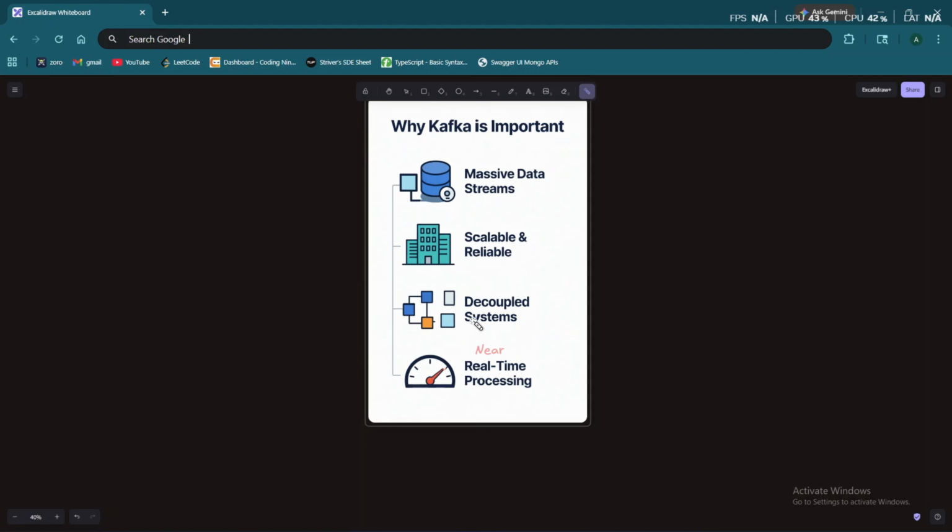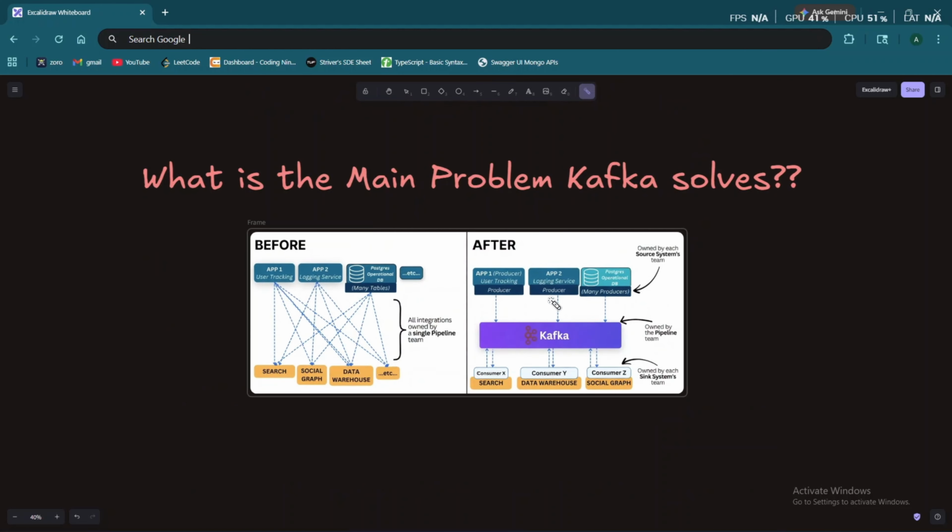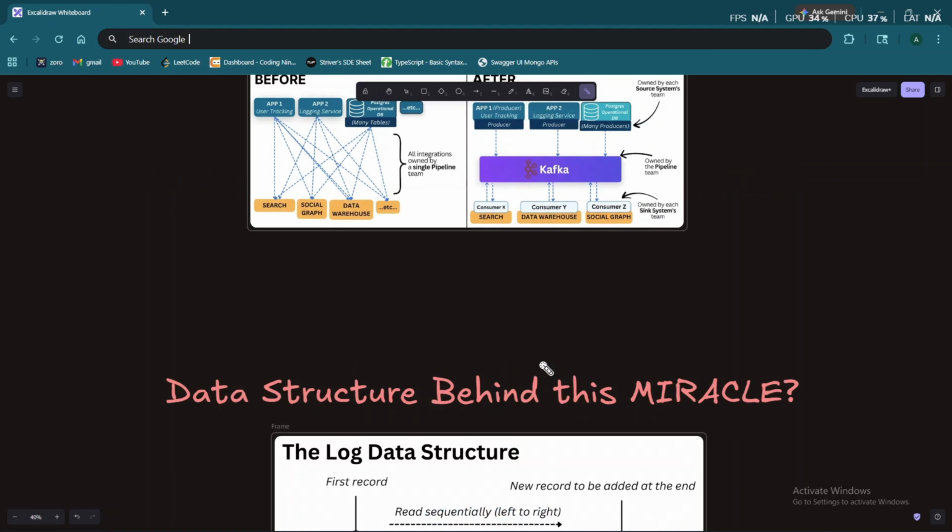Then again, one main important thing is decoupled systems. It decouples the producers and consumers. Producers don't have to know which consumer is consuming their data. So it is decoupled because of Kafka. Otherwise, the producer would have to keep track of which particular service they are connected to and which particular downstream is getting served with their data. Kafka removes this tight coupling and makes producers and consumers decoupled.